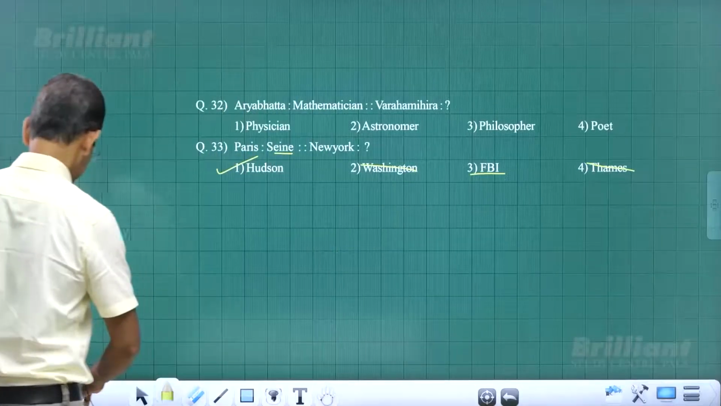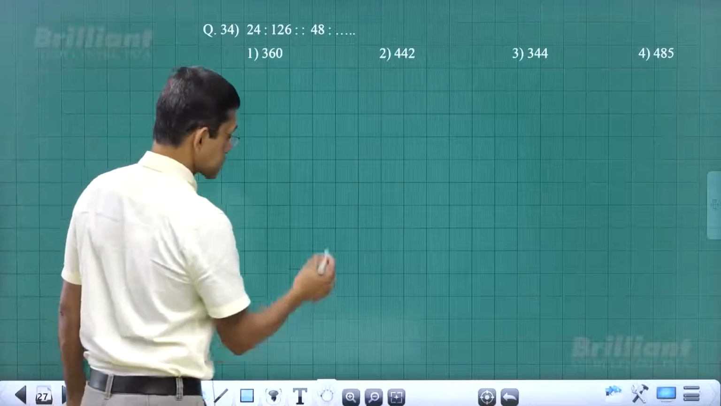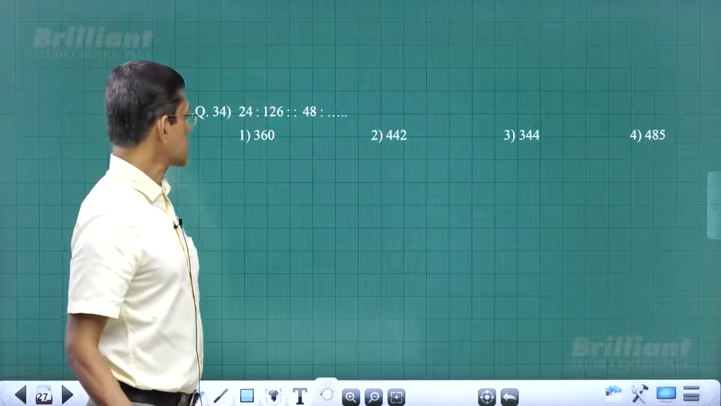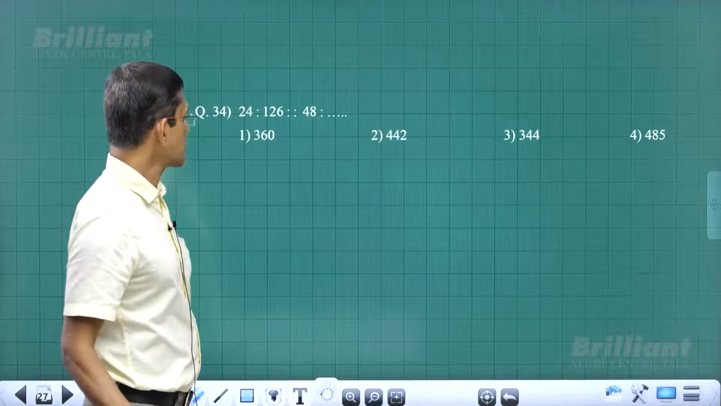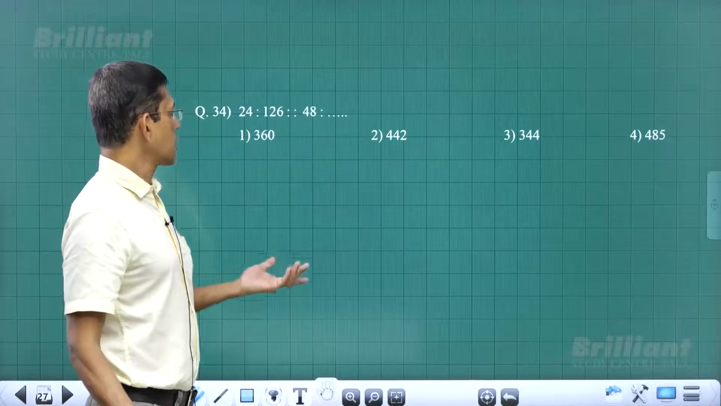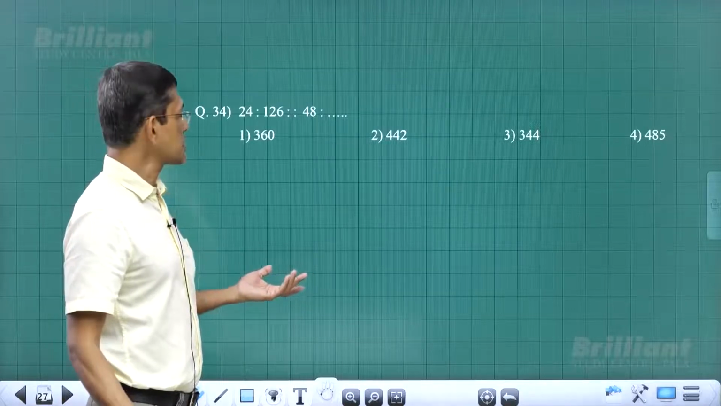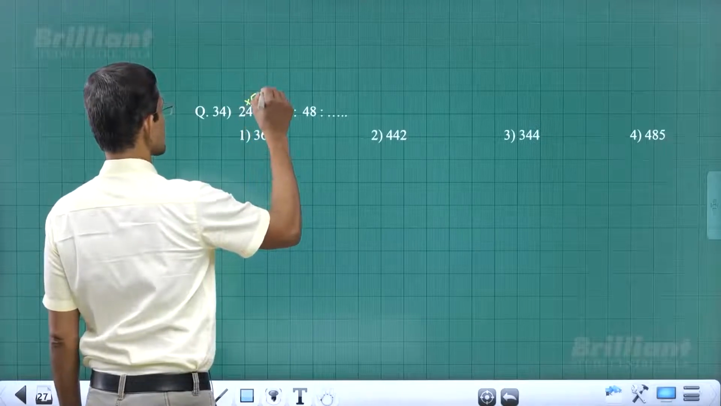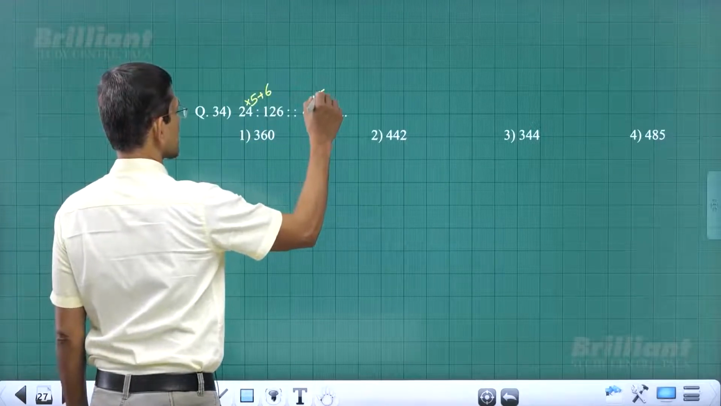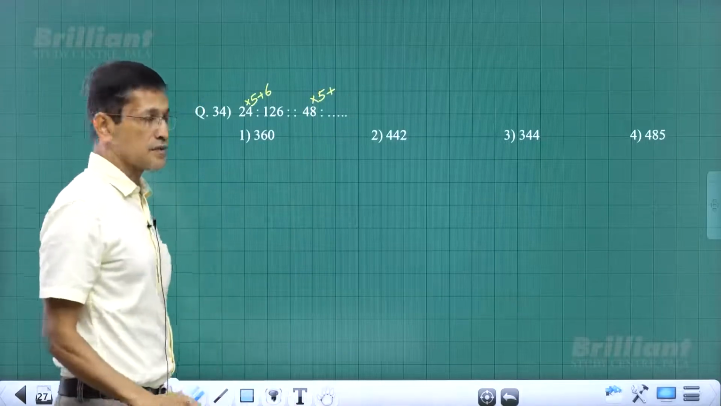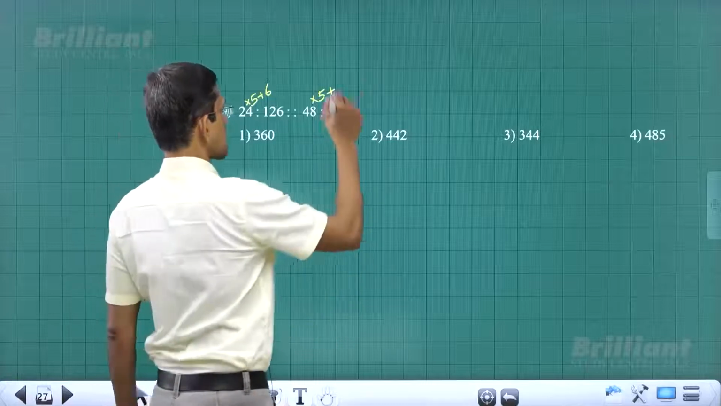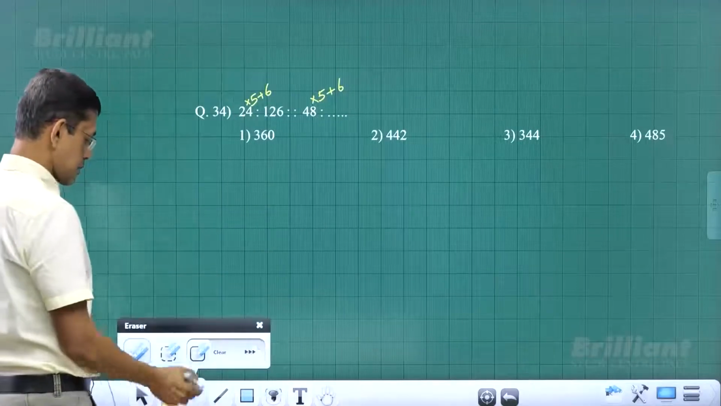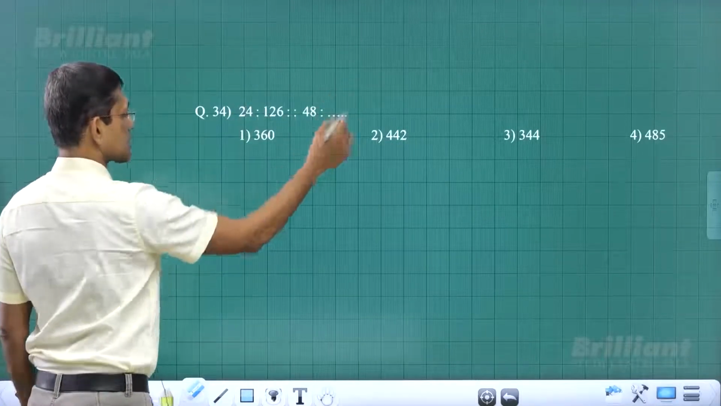Okay, next one, 34. 24, 126, 48, and what? 24 and 126, what's the connection there? You can take the difference, or you may take it as 24 into 5 is 120, so 120 plus 6. 24 into 5 plus 6 is 126. And 48 into 5, 240. 240 plus 6, 246. We don't have such an answer. So that pattern possibility doesn't work. I'm pretty sure at least some of you have the answer by this time.